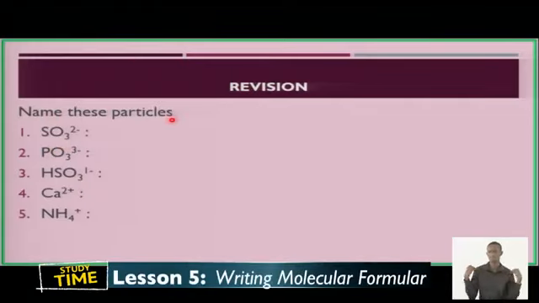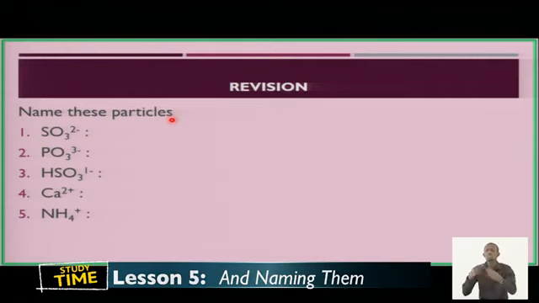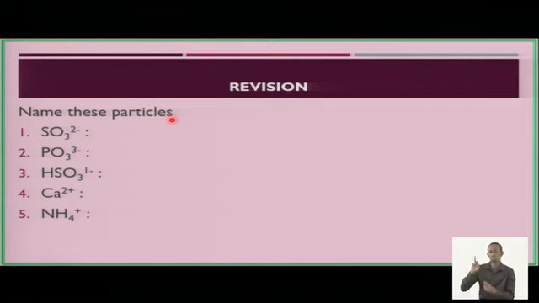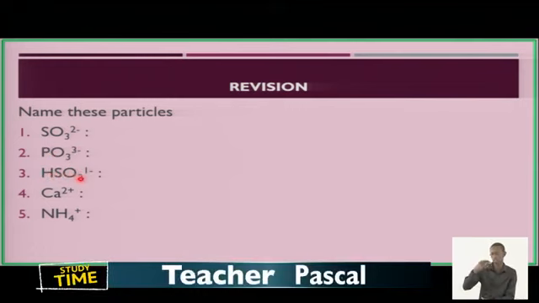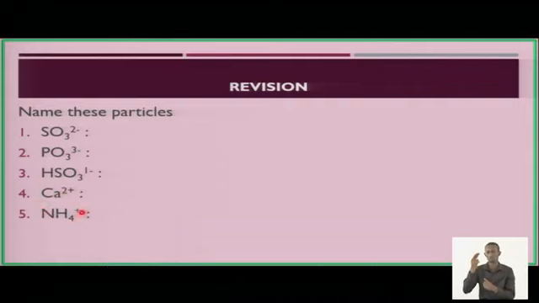Name these particles. I've used the term particles because they may be monoatomic ions or polyatomic ions, which we usually consider as radicals. So we have SO3 2-, PO3 3-, HSO3 1-, Ca2+, and NH4+. Let me give you some minutes and you try to name these 5 particles.